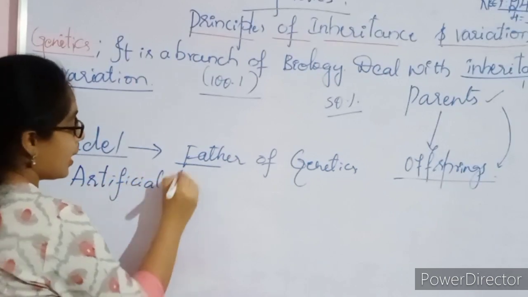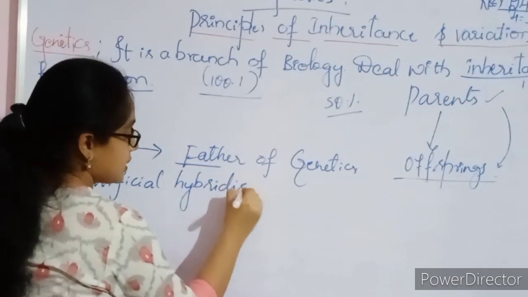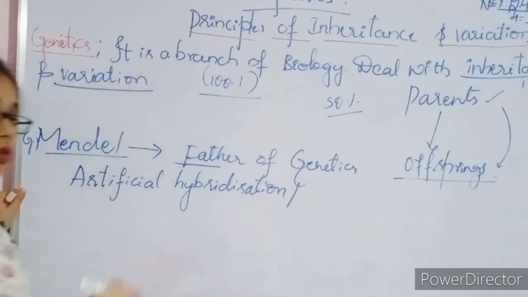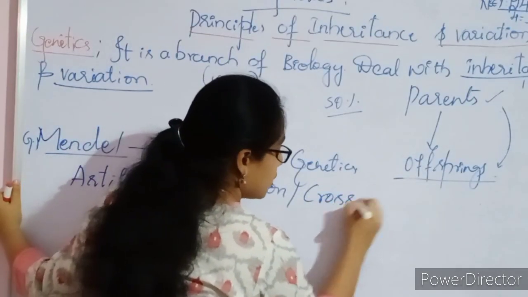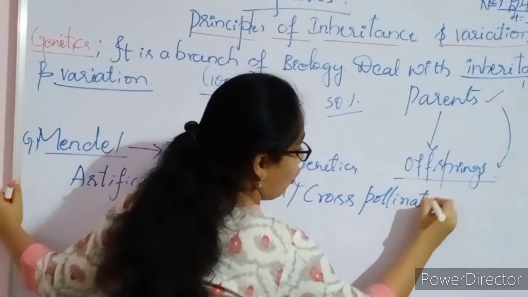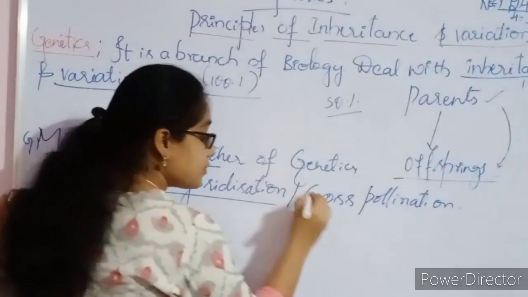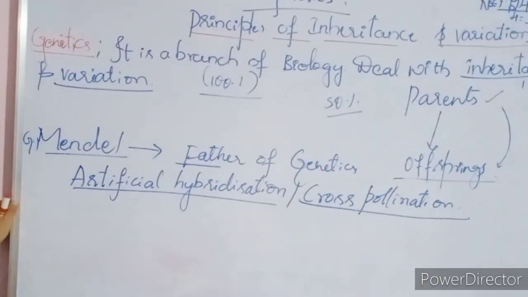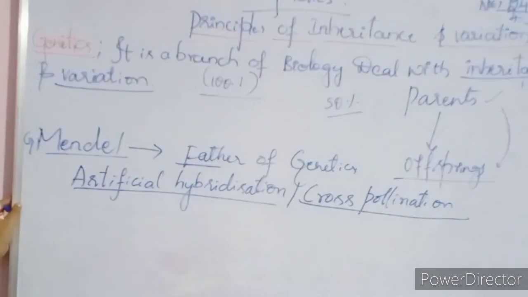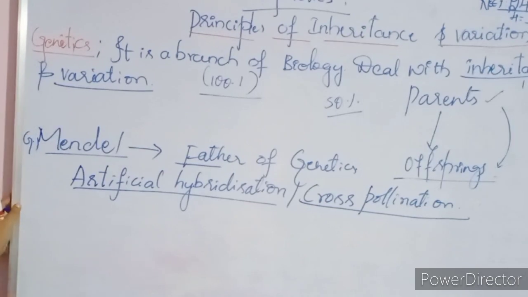artificial hybridization, or it is also called cross-pollination. So hopefully you got an idea of what experiment he did, right? In the previous chapter, sexual reproduction in flowering plants, we have studied what artificial hybridization and cross-pollination are. Actually both are one and the same. And I hope you know the difference between self-pollination and cross-pollination, right? So here Gregor John Mendel performed a series of experiments to show the transfer of characters, that is inheritance of characters, and also to show variation.